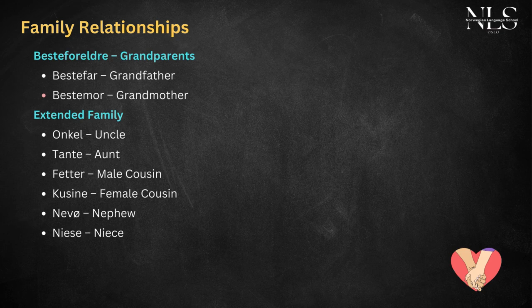Extended family. Norwegian has specific terms for extended family members. Onkel, uncle. Tante, aunt. Fetter, male cousin. Kusine, female cousin. Nevø, nephew. Niese, niece.